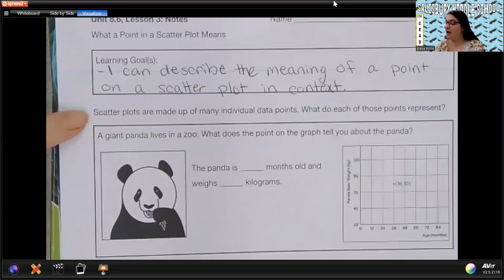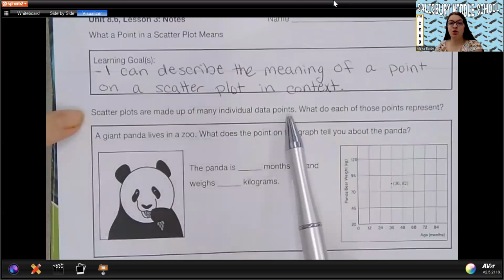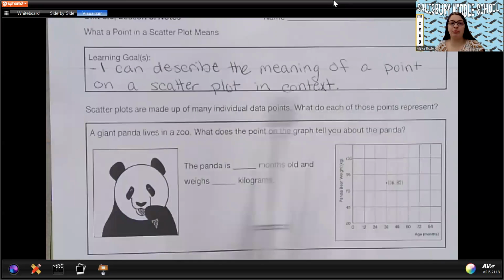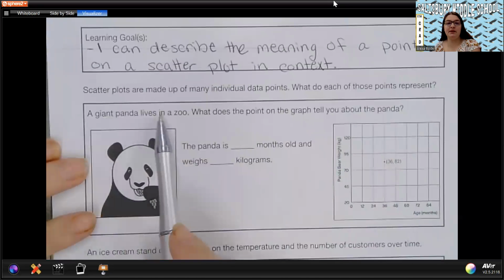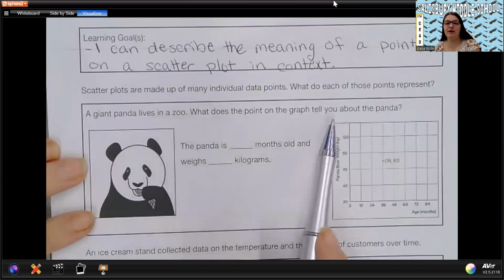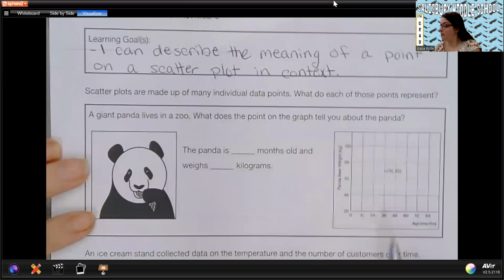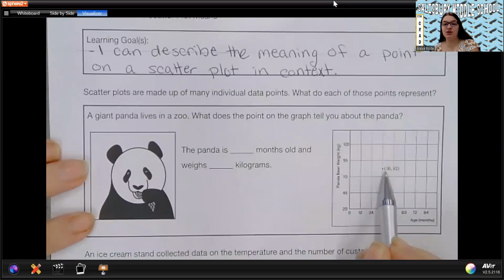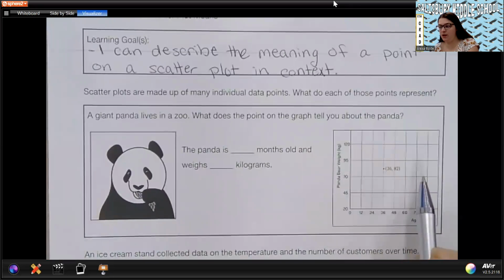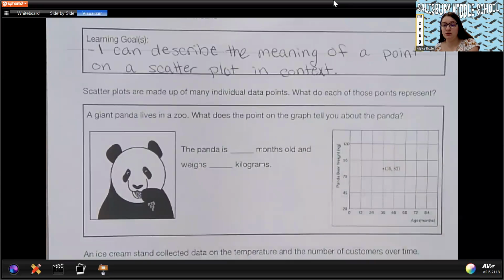So scatter plots are made up of many individual data points. What do each of those points represent? So our first example is a giant panda lives in a zoo. What does the point on the graph tell you about the panda? So the point says 36, 82, but we need to figure out what those numbers mean. 36, 82 what?